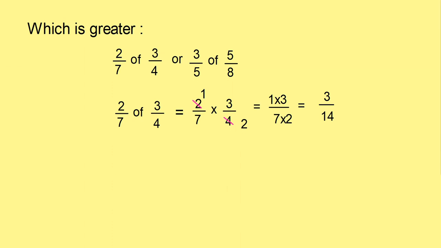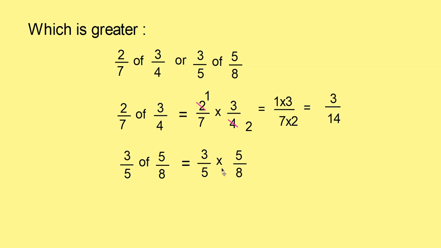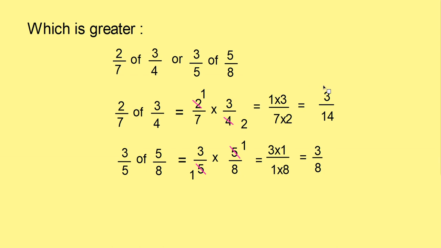Now you find out 3 by 5 of 5 by 8. That is 3 by 5 into 5 by 8. Here 5 and 5 will be cancelled, or divided by 5 you get 1 and 1. So you can write it as 3 into 1 by 1 into 8. Again you are getting 3 by 8 as the answer. Here you can see 3 by 14 and 3 by 8.